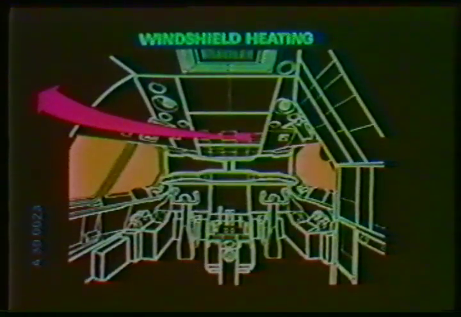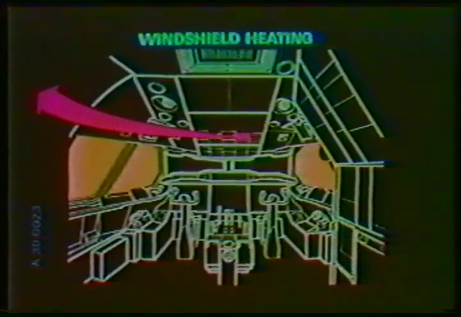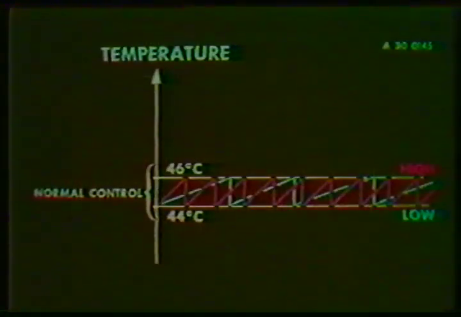An amber fault light is associated with each front windshield. The side window control panel is identical, except that only one power level may be selected. The principle of temperature control is the same for all windows. A regulator controls the temperature of the windows between 44 degrees and 46 degrees centigrade. With the switch in high position, the power cycle is faster than it would be if the window were in low position. Also, there is a voltage difference between low and high.